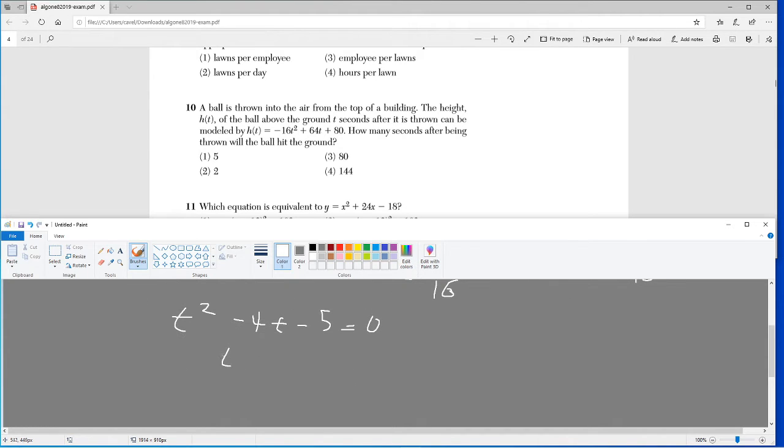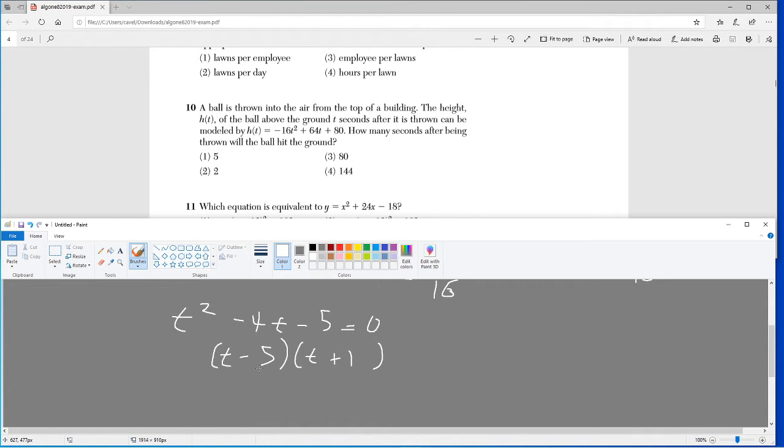Now we need to find two numbers such that they add to -4 and multiply to -5. Since it multiplies to a negative answer, what do we know? We know it's going to have to be a positive and a negative, right? Since it's going to add to a negative, the negative number is going to be bigger. So it's going to be t minus 5 times t plus 1.